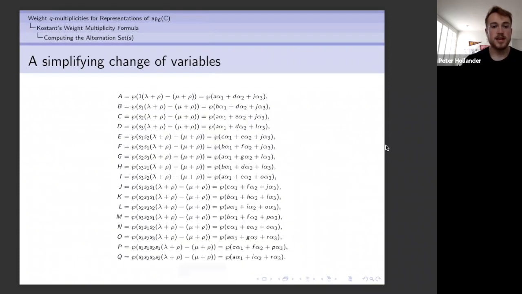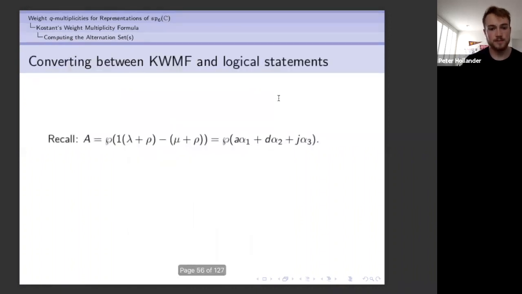We're also going to use capital letters to denote the terms, or the potential terms, of Kostant's weight multiplicity formula. So note that this thing can be written exactly as Kostant's partition function evaluated at this vector, with coefficients using the change of variables that we have just defined. And these are all exactly the same thing. It's just an easier way to visualize what we're doing.